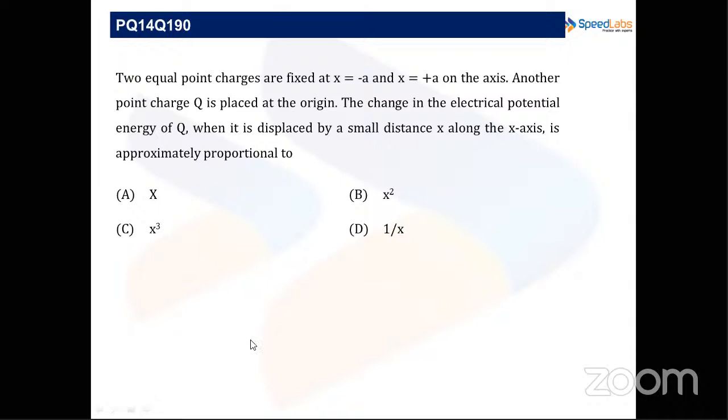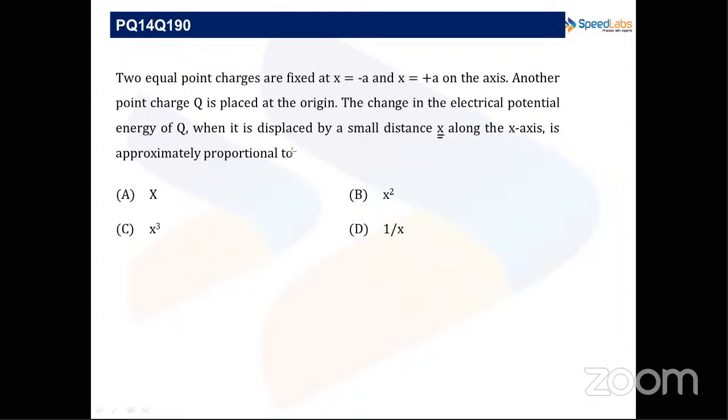Next question is: two equal point charges fixed at x is equal to minus a and x is equal to a on the x-axis. Another point charge Q is placed at the origin. The change in electric potential energy of Q when it is displaced by a small distance, small x, along the x-axis is approximately proportional to.